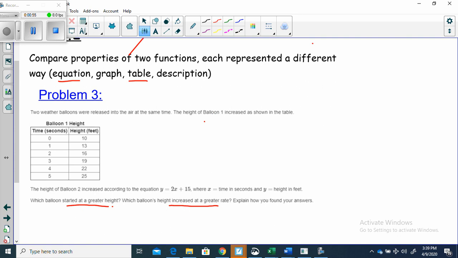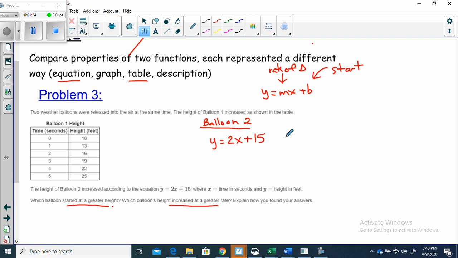Let's take both of these. There's balloon 1 and balloon 2. We're very careful to put them next to each other and to label them. Our equation's y is equal to 2x plus 15. We know when we're talking about a linear equation, y is equal to mx plus b. Our b is our starting point. This is where we start. Our m is our slope, our rate of change. Rate of change. Delta means change.